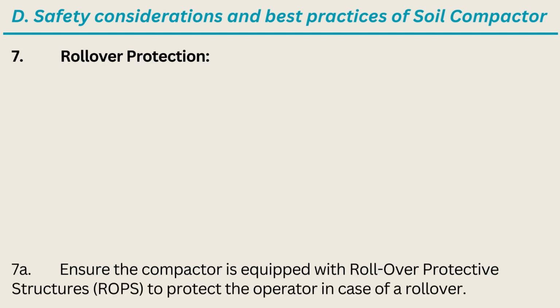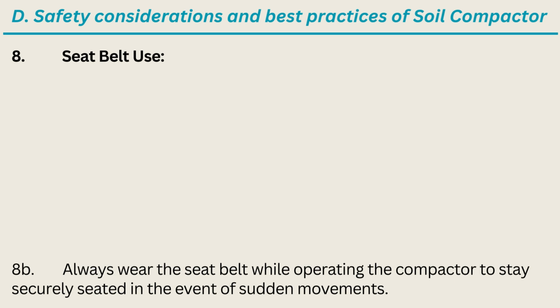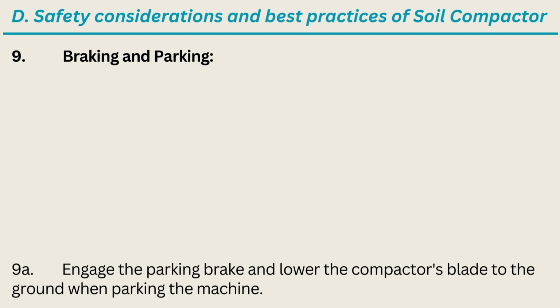7. Rollover protection. 7A. Ensure the compactor is equipped with rollover protective structures, ROPS, to protect the operator in case of a rollover. 8. Seat belt use. 8B. Always wear the seatbelt while operating the compactor to stay securely seated in the event of sudden movements. 9. Braking and parking. 9A. Engage the parking brake and lower the compactor's blade to the ground when parking the machine.